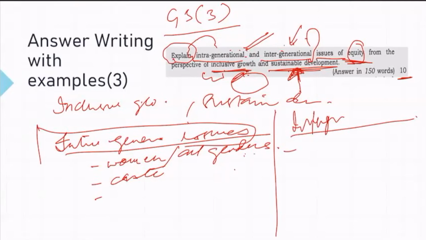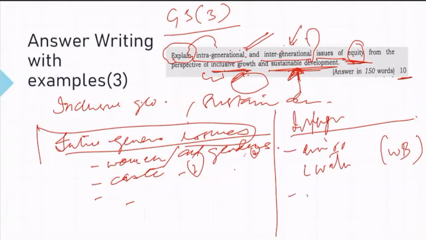Issues like environment related, because we will have water scarcity in the coming generation, as mentioned by some report. Which report? Sorry, it was mentioned by the World Bank that there will be scarcity. And intergenerational issues, what will be there? Resources, basically, because we are exploiting resources at a faster pace. So all these issues will come in the intergenerational issues.